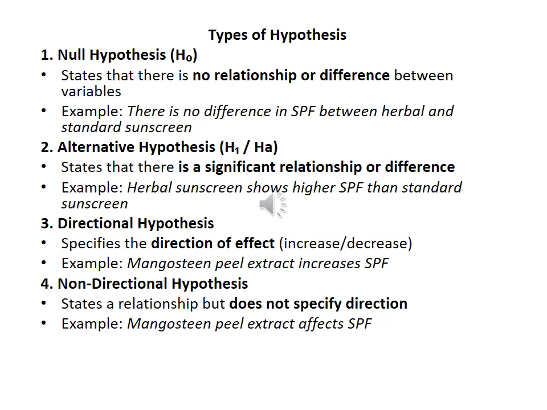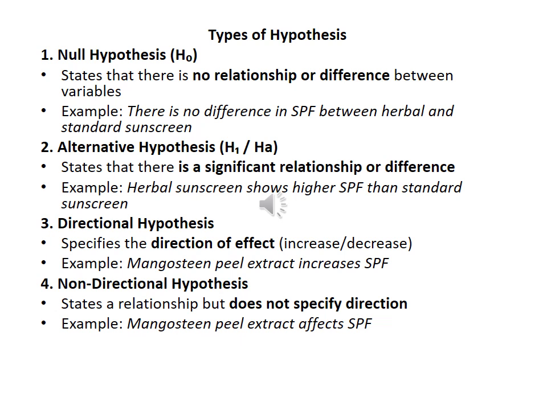Next is about the types of hypothesis. Hypothesis can be of four types. The first one is null hypothesis. That means it states there is no relationship or there is no difference between the variables. For example, the herbal and standard sunscreen.